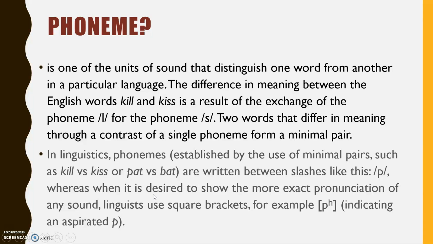Whereas when it is desired to show the more exact pronunciation of any sound, linguists use square brackets, for example [pʰ], indicating an aspirated p.